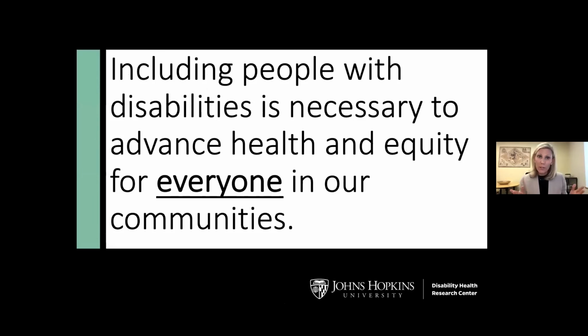And just to close, to hit it home, including people with disabilities in science and medicine as researchers, as clinicians, as part of our studies really is critical. It's necessary to advance health and equity for everybody in our communities.